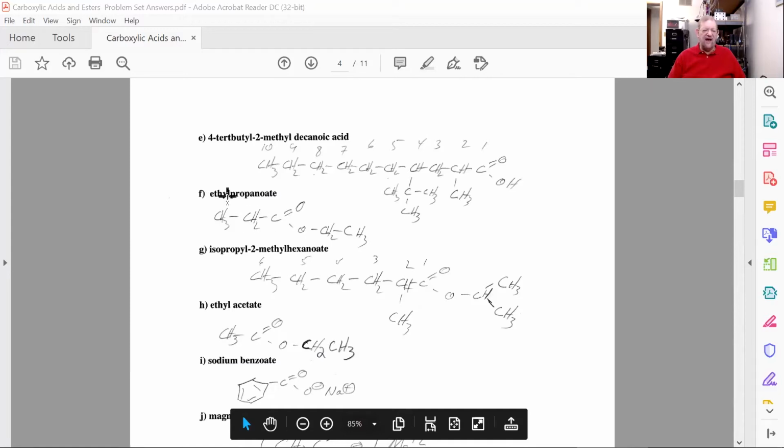Now, if we look at F, OAT ending can either be an ester or carboxylate anion. If you see the name of an alkyl group in front, it's an ester. If it's a metal, then it's a carboxylate anion. In this case, alkyl group. If this were an E, propane, 3 carbons, carbonyl, oxygen, what's R prime? Ethyl.